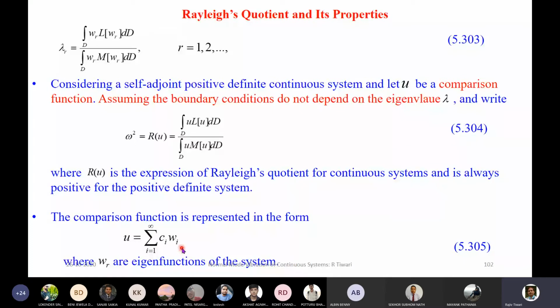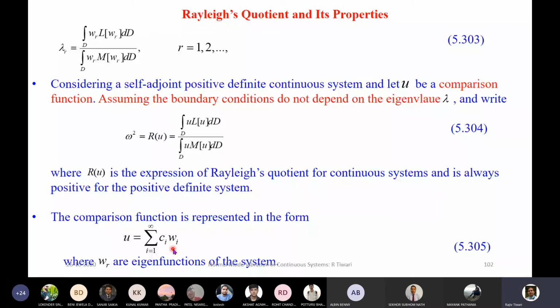an eigenfunction, in a more general way. So this is the Rayleigh quotient. We'll see how this can be approximated. Now we are taking more terms in the eigenfunction expansion, this comparison function. Now we'll see if we substitute this.